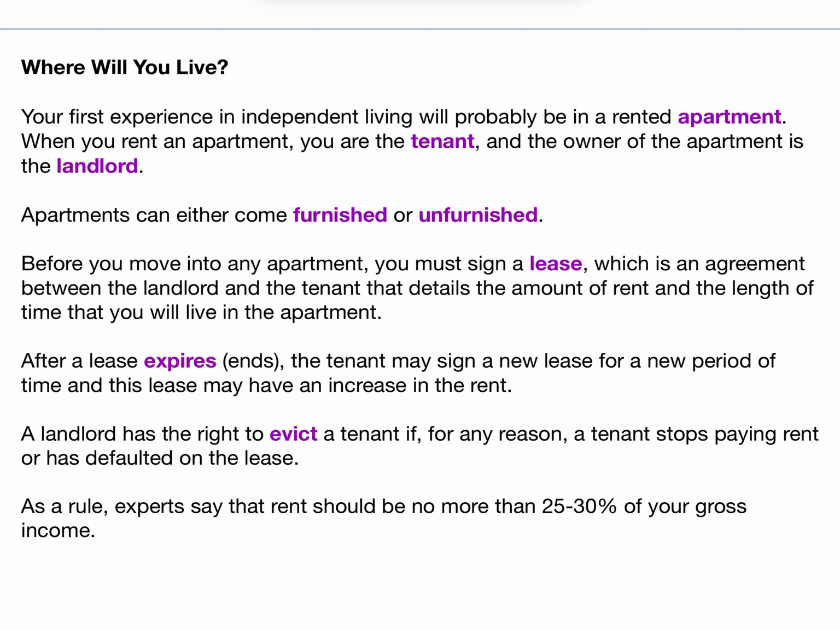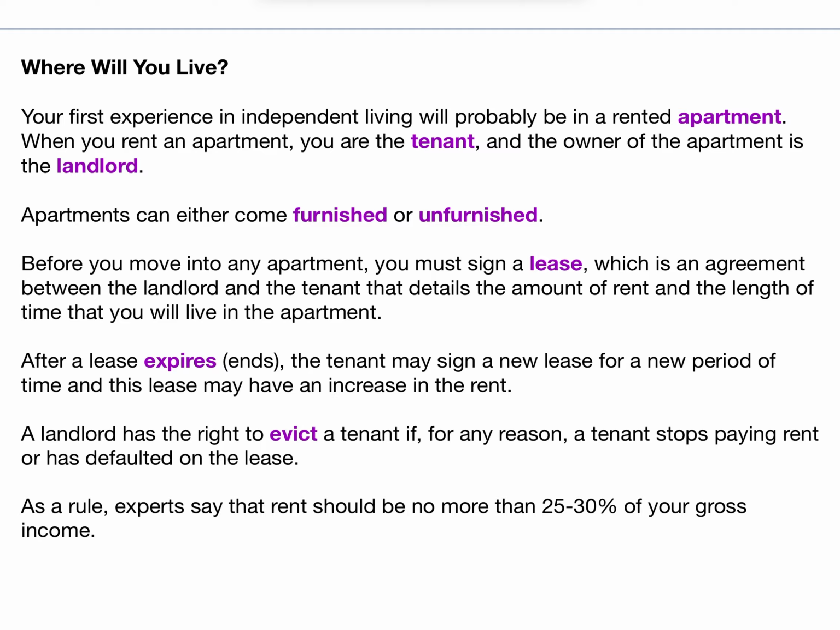Before you move into any apartment, there has to be a contractual agreement, and it's called a lease. This is an agreement between the landlord and the tenant that details a number of things, but the key points are the amount of rent that you're going to be paying and the length of time that you will commit to living in the apartment. After a lease expires, at the end of the term, you as the tenant can sign a new lease for a new period.